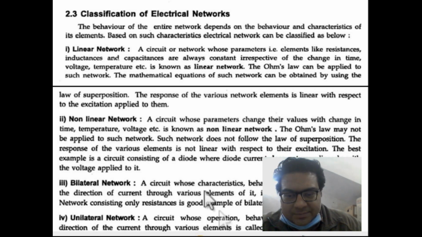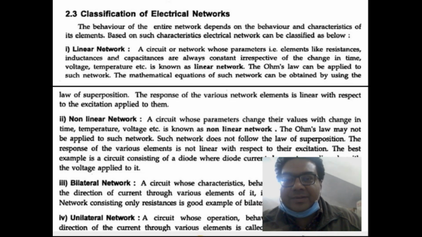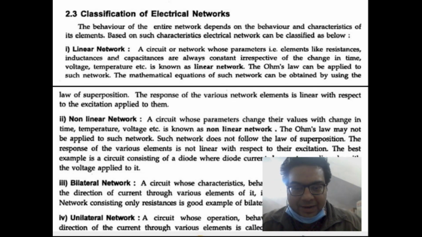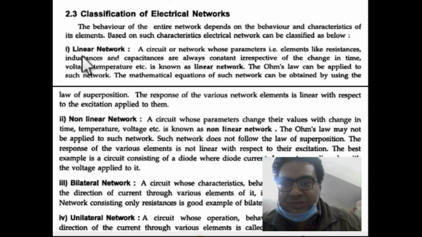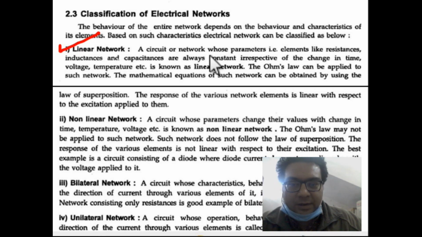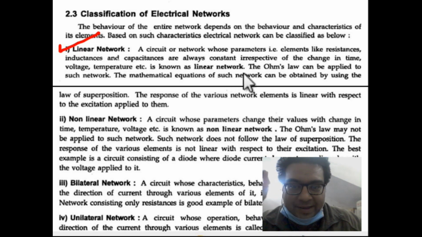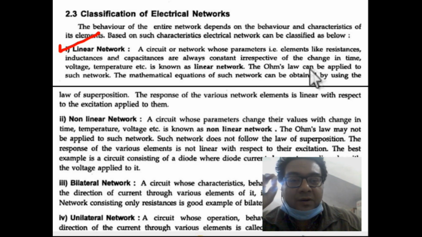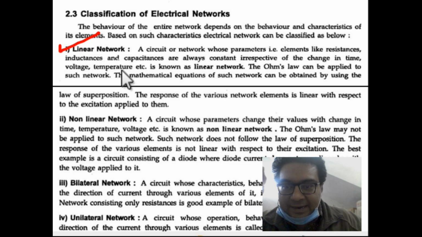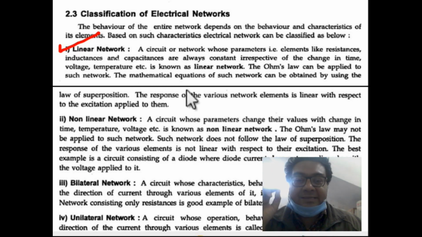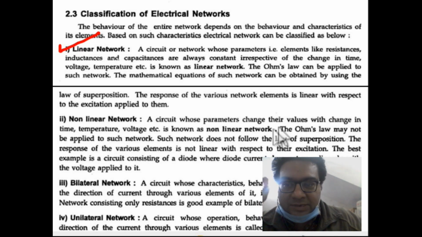So let's start, guys. First of all, we will study the classification of electrical networks. You can see over here the first definition is of a linear network: a circuit or network whose parameters or elements like resistance, inductances, and capacitances are always constant irrespective of the change in time, voltage, temperature, etc. is known as a linear network, guys, and Ohm's law can be applied to such networks.